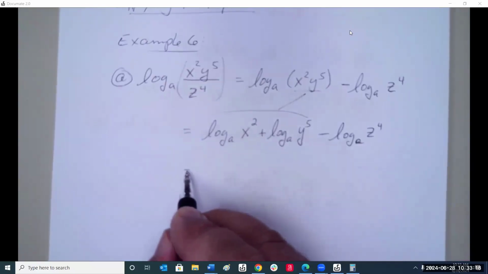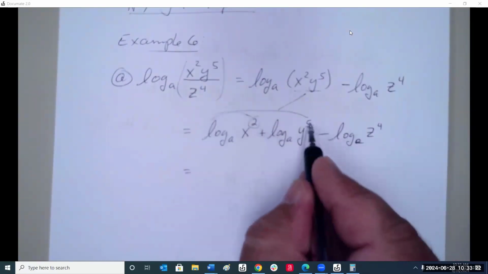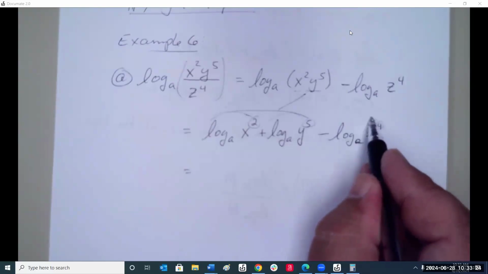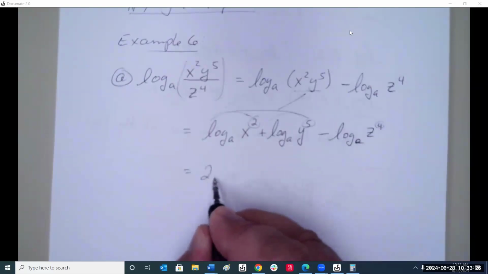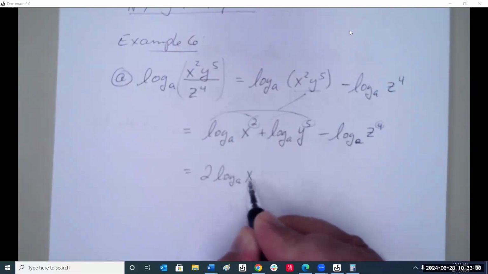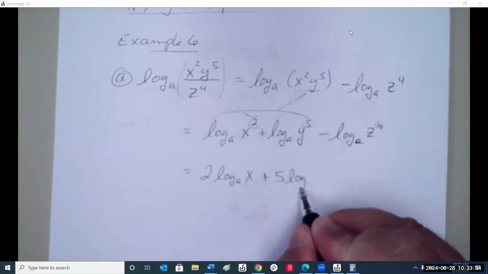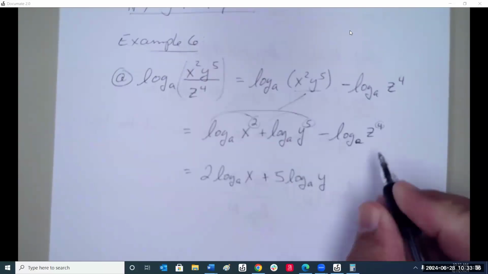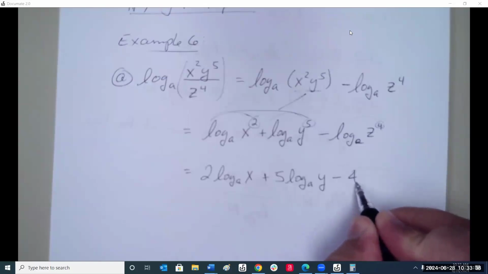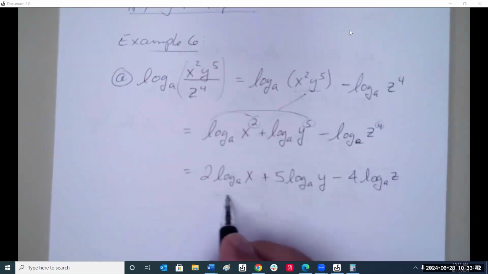Then the last step is the power rule. Each of these exponents come down in front. So we have 2 log a of x plus 5 log a of y minus 4 log a of z. And there's your answer.